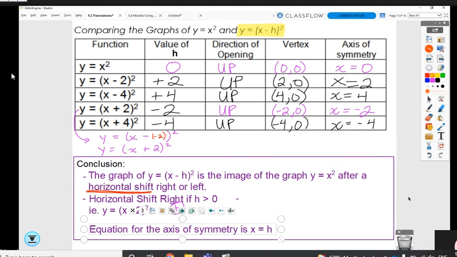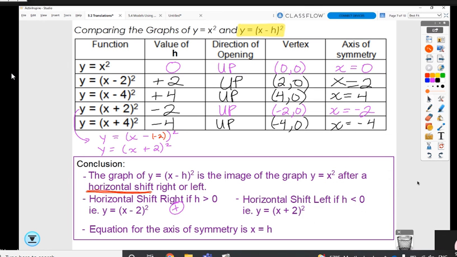The equation of the axis of symmetry is always going to be x equals whatever that h value is. Yeah? And of course, this thing can move left when h is less than 0, meaning when h is negative, but it's going to look positive in the brackets because of the double negative that's occurring. So again, even here, it's really y equals x minus negative 2 squared. And that minus negative 2 is the reason why we get a positive.